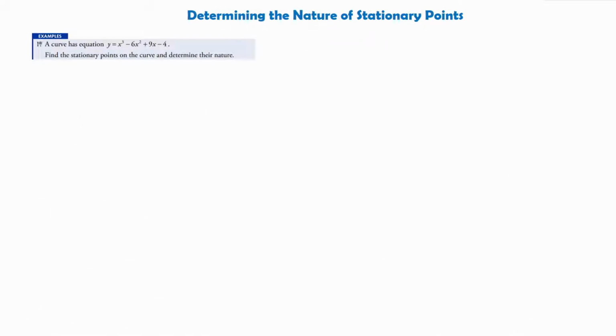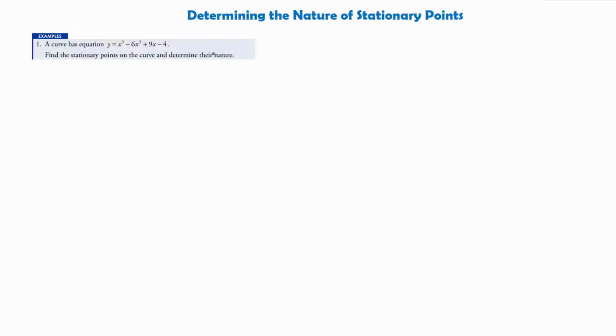Alright, so here's our first question. We are told a curve has equation y equals x cubed minus 6x squared plus 9x subtract 4. And we are asked to find the stationary points on the curve and determine their nature.